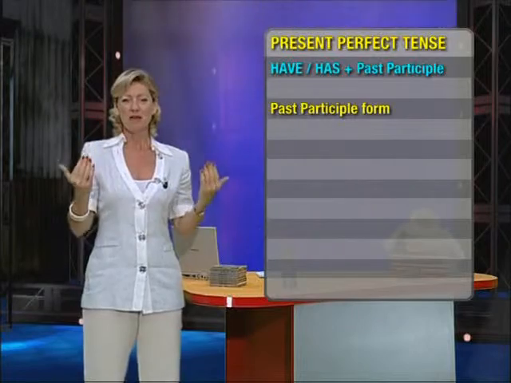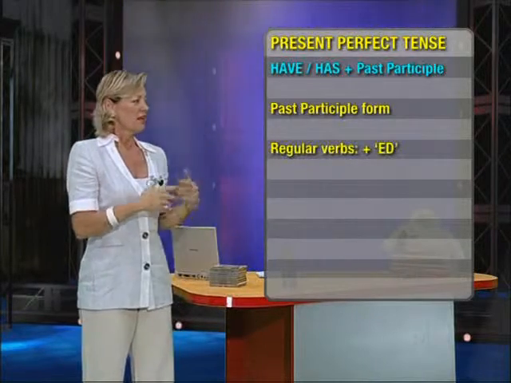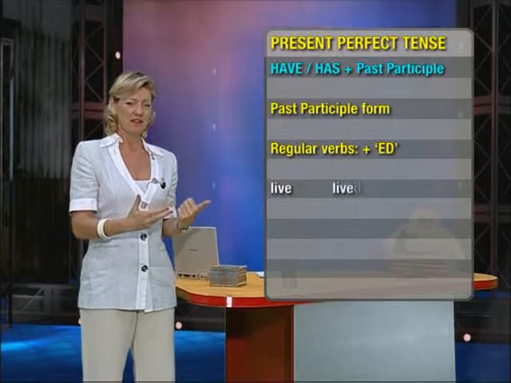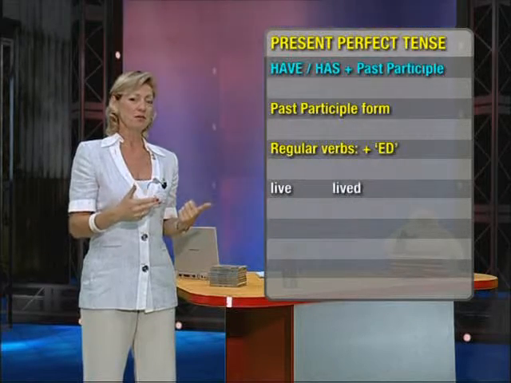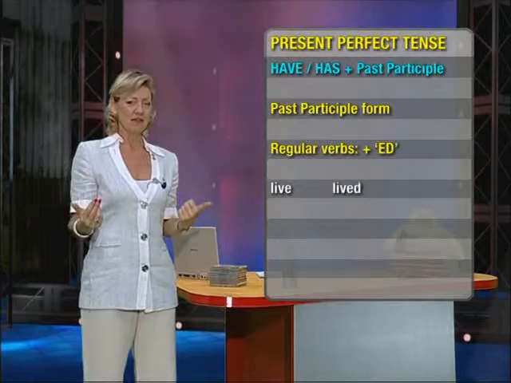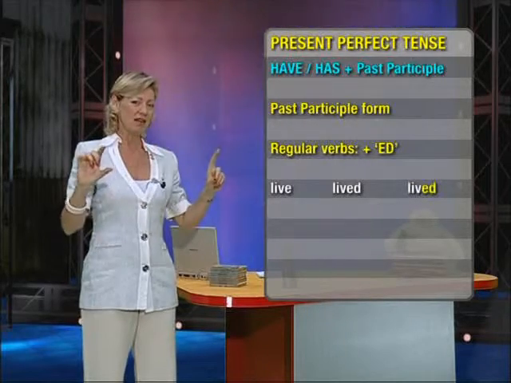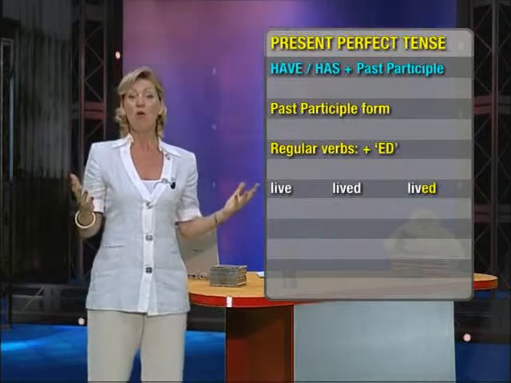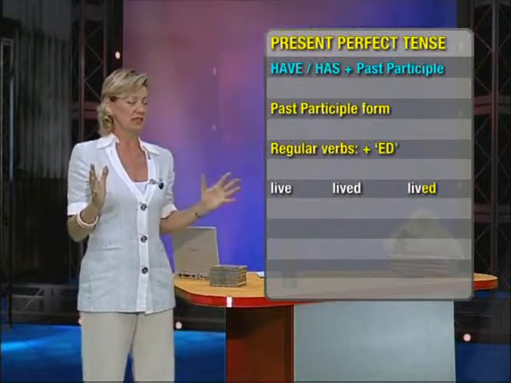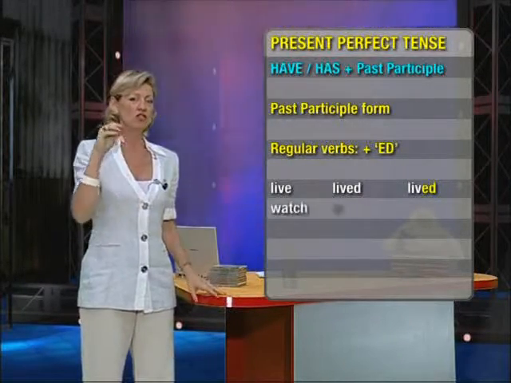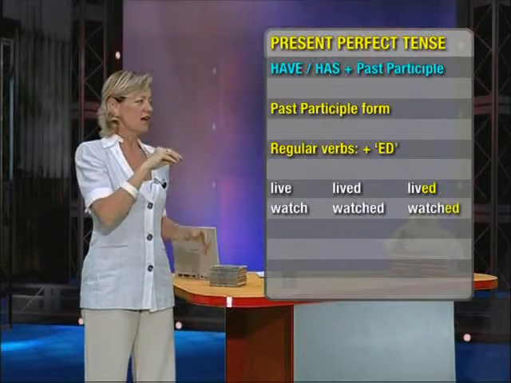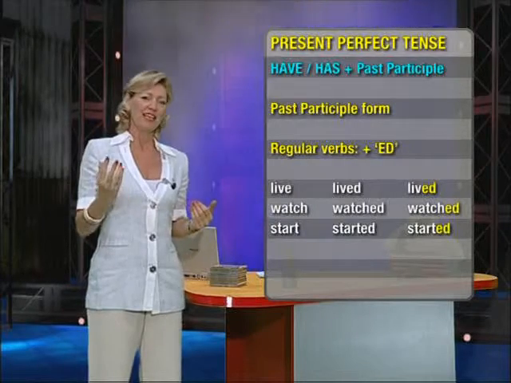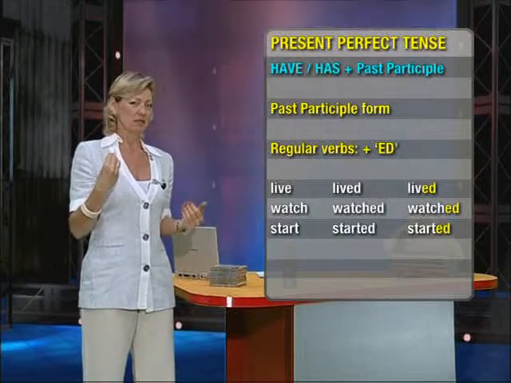Let's take some regular verbs. Live: the past tense of live is lived, and the past participle is also lived. So in the verb paradigm, it's live, lived, lived. And that's the same for all regular verbs, so that's easy. Watch, watched, watched. Start, started, started. So the third column is our past participle.